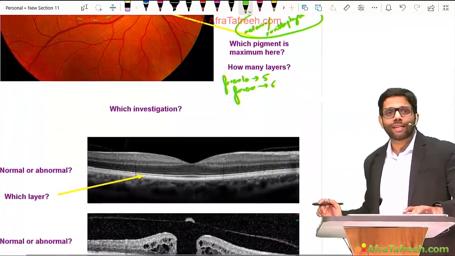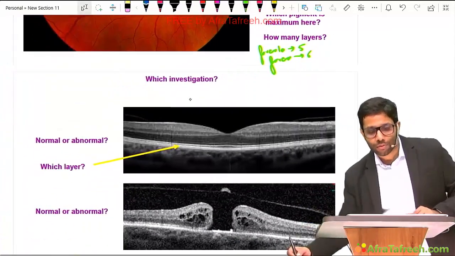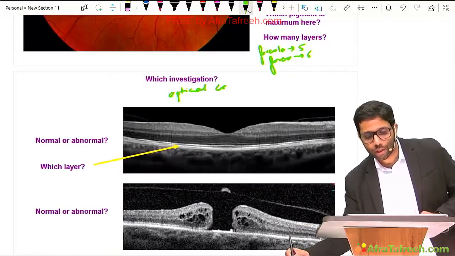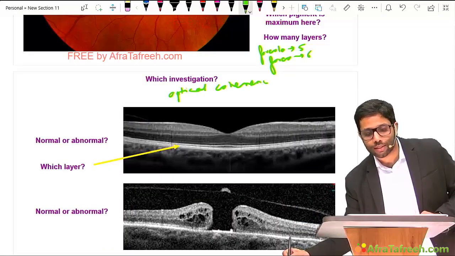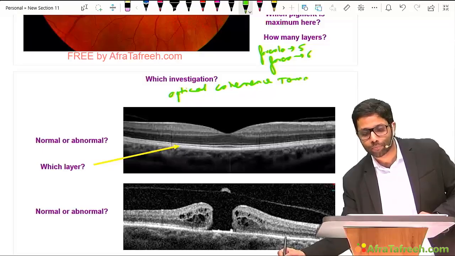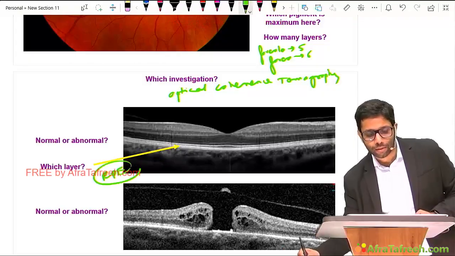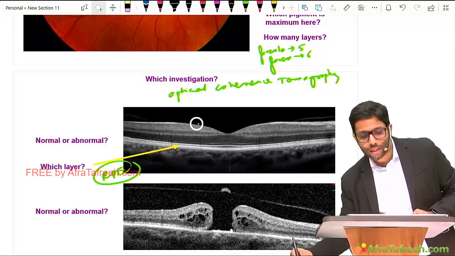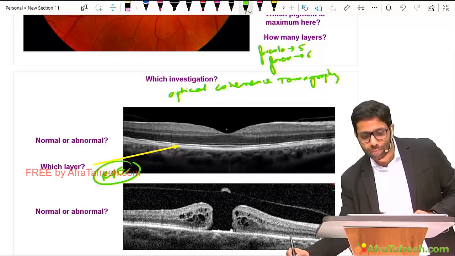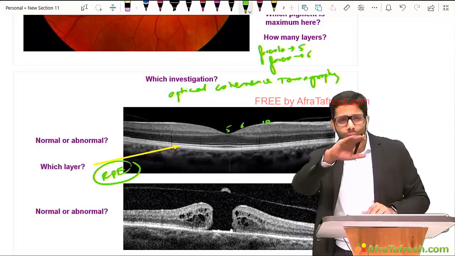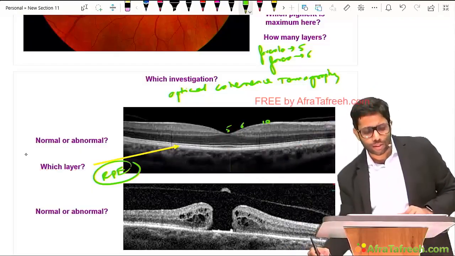Now, since there are fewer layers in the central retina, this investigation is known as optical coherence tomography. That is a scan only for the central retina, that is OCT. And in optical coherence tomography, this layer is the retinal pigment epithelium. That is the last layer of the retina. Why is the curvature like this? Because the foveola has 5, fovea 6, and central retina 10. There's a normal curvature, so this is normal.